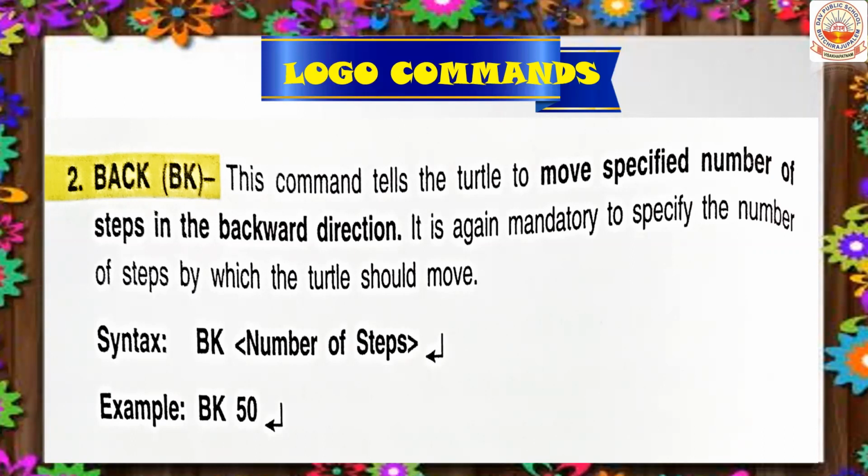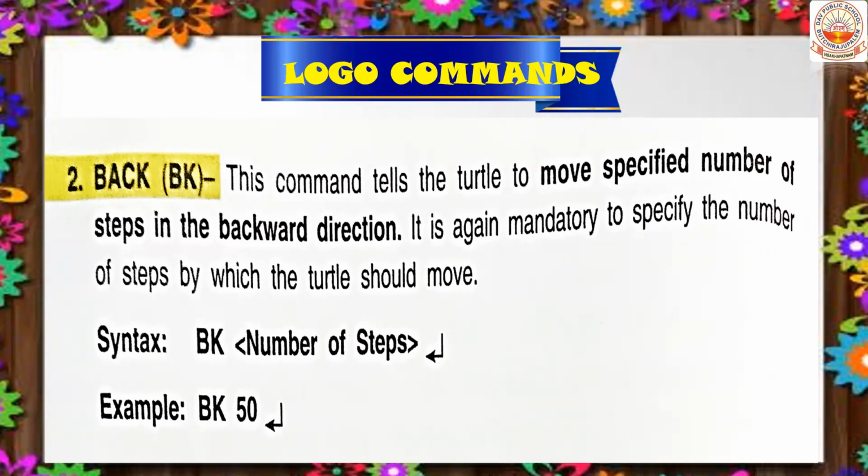Children, in this example you can see BK, that is backward. Then you have to give a space. Then type 50. Not only 50, children, any number of steps you can give: 70, 80, 90, 100. And afterwards, you have to press the enter key on the keyboard, and only then the command will be executed.